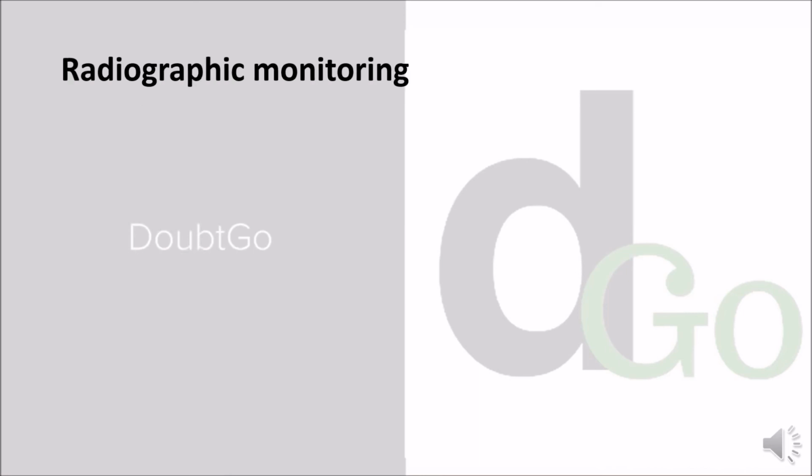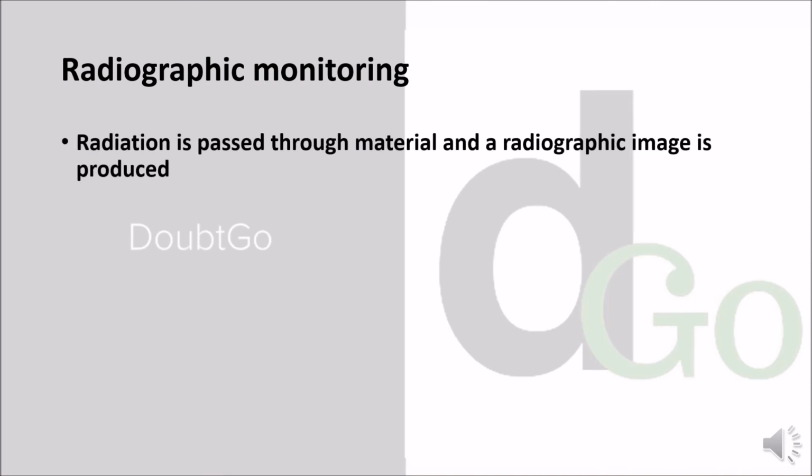Radiographic monitoring. In this type of monitoring, radiation is passed through the material and a radiographic image is produced. Cracks or holes in the material attenuate the radiation. The radiation used may depend upon safety considerations, such as X-rays, neutrons, or even gamma rays.